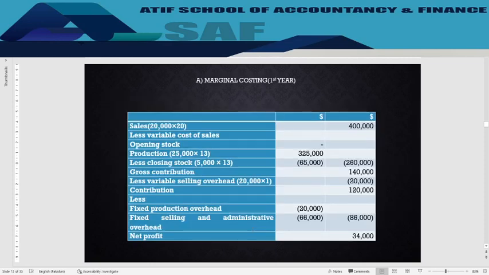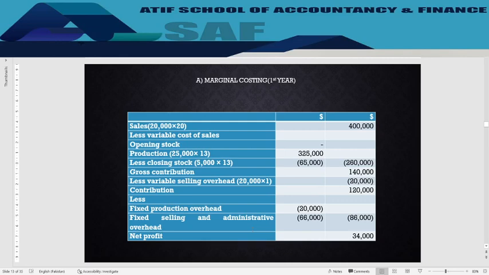In the first year, we have sold 20,000 units at the rate of $20 per unit, so the total sale revenue is $400,000. Less variable cost of sale, as we are calculating marginal costing first year profit. This variable cost of sales consists of opening stock plus production minus closing stock. Because it is the first year, there is no opening stock. We will start from production. We have produced 25,000 units at the variable cost of production of $13 per unit. And as we have produced 25,000 units and sold 20,000 units, we have 5,000 units in our closing inventory. These units are also valued at variable production cost of $13 each. So we will get the variable cost of sales of 2,60,000.